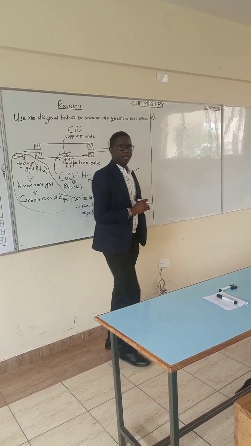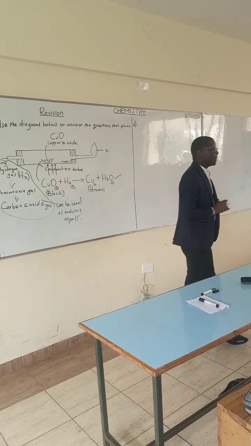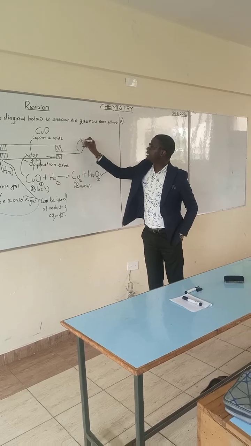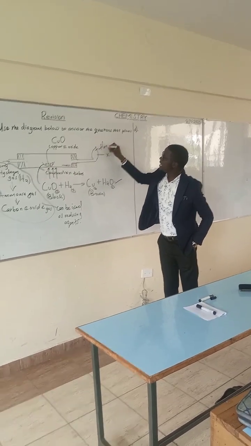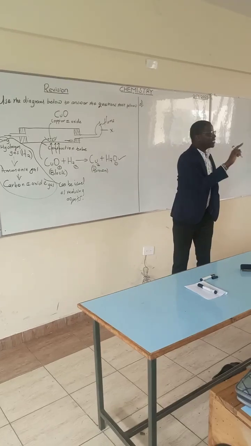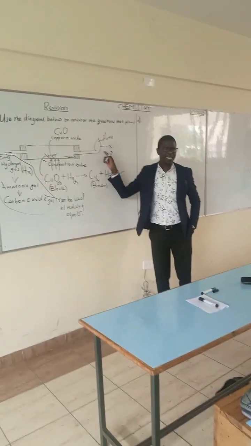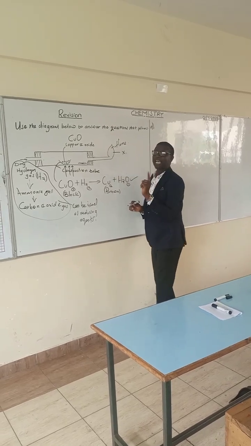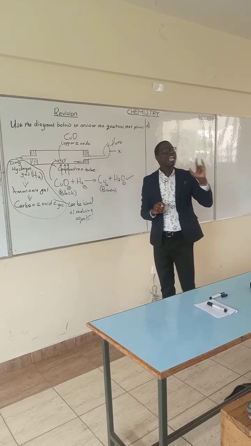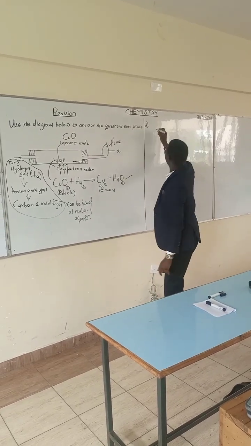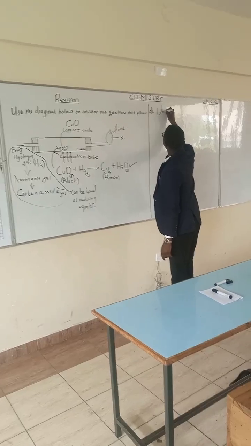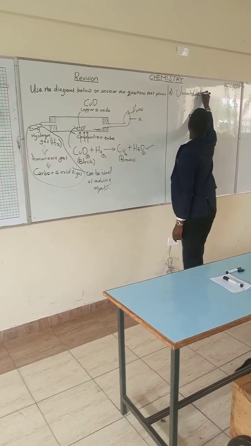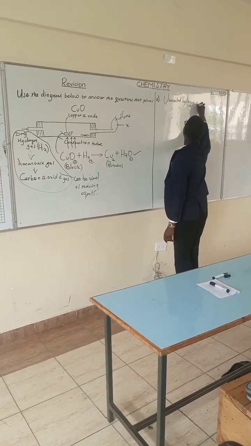Boys, look here. I want all of us to look up here. At point X, you can see the flame. So, in an exam, if an examiner asks you, what are you burning at point X? The substance which is being burned at point X here is unreacted hydrogen gas. The correct answer there is unreacted hydrogen gas.